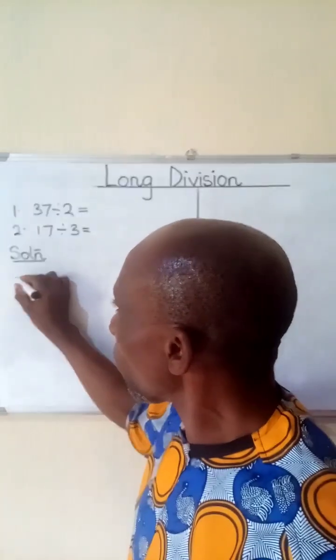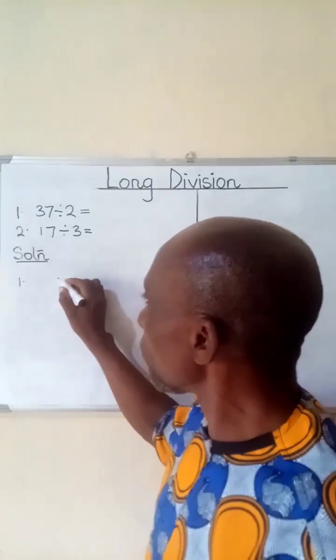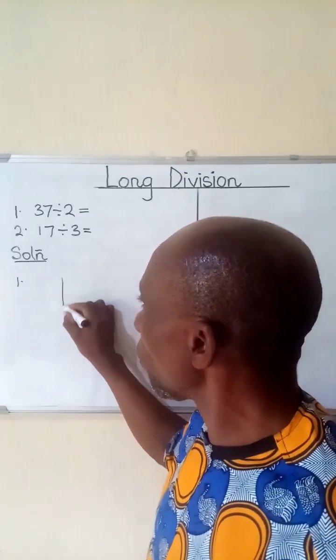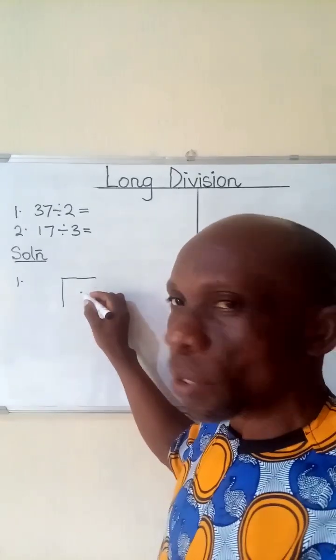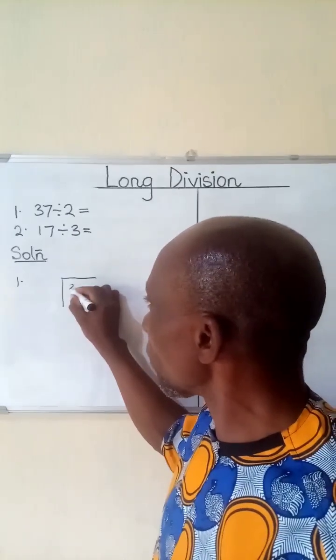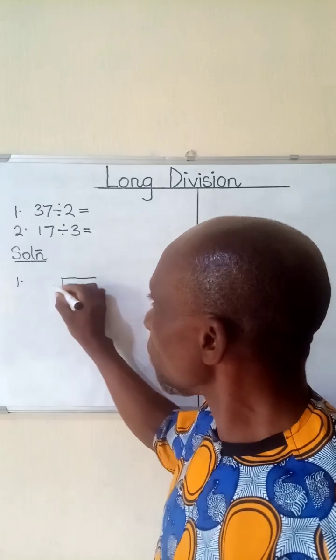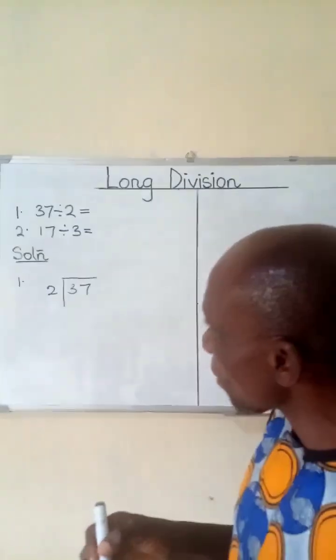We are given for number 1, 37 divided by 2. So we simply draw what looks like a little house. This is also called the box method. 37 will come inside, and then the divisor, which is 2, stays outside. So we start our work.